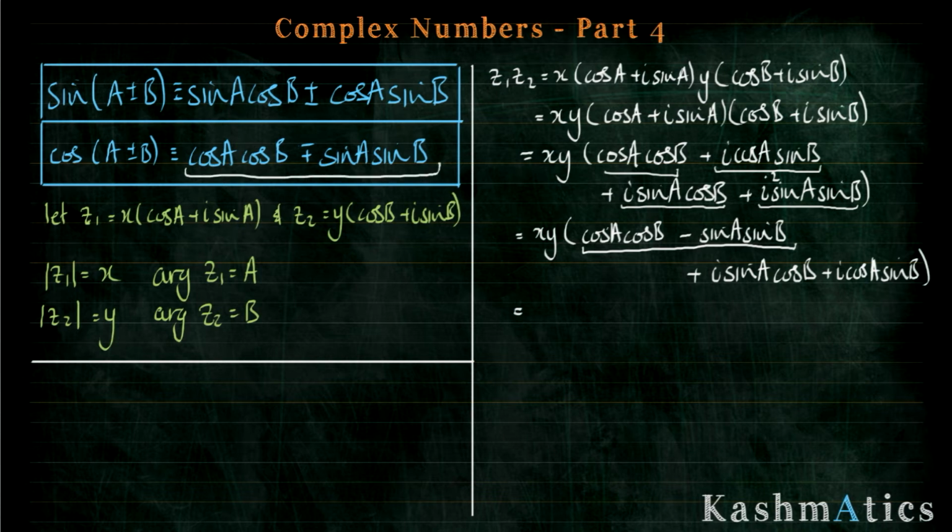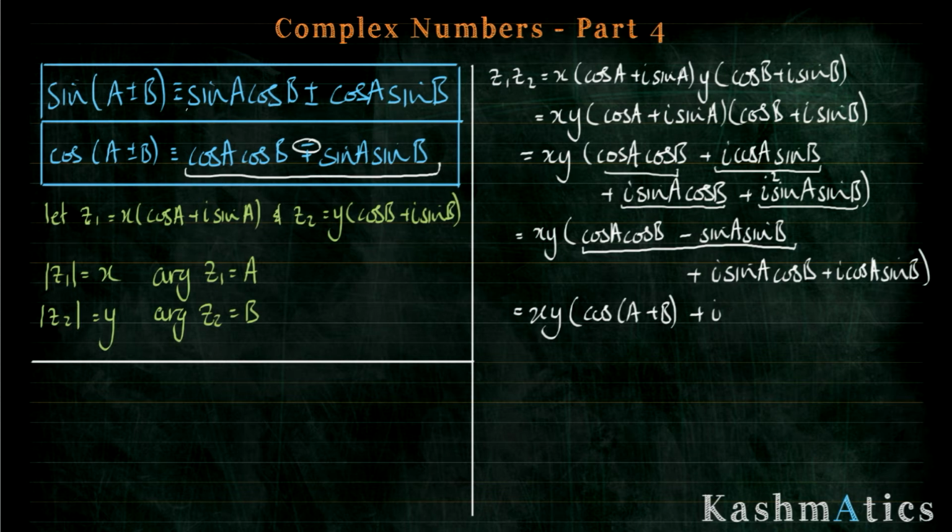And we've got a minus here, so that's the same as this minus here, which means that is the cosine of A plus B. So let's just rewrite that bit. So xy times the cosine of A plus B. Add, now with these two terms here, I can factorize out an i, so that's i. And then I've got sine A cos B plus cos A sine B.